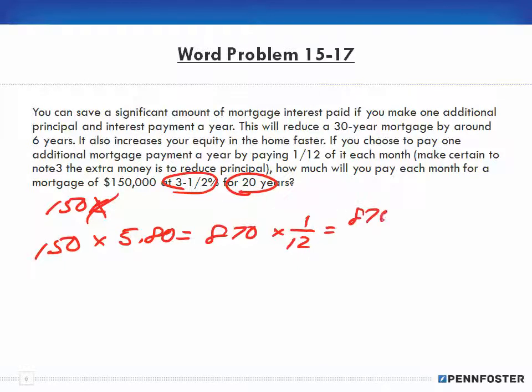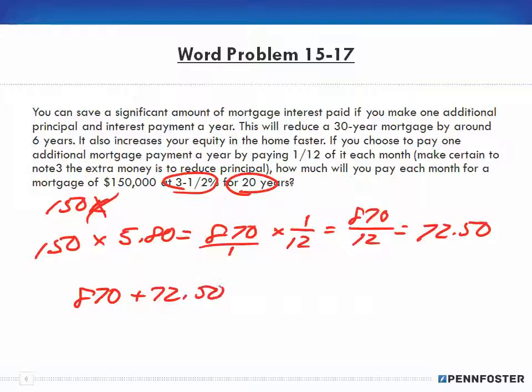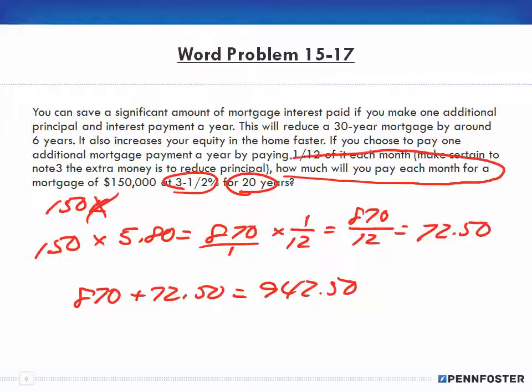Now, if we're paying 1/12 of it each month, we multiply 870 by 1/12, so that's 870 times 1 over 12. And when we divide 870 by 12, we end up with 72.50. So that's 1/12 of the 870. So the amount we're going to pay is 870 plus the 72.50, and that means $942.50, because the question is asking how much will you pay each month.